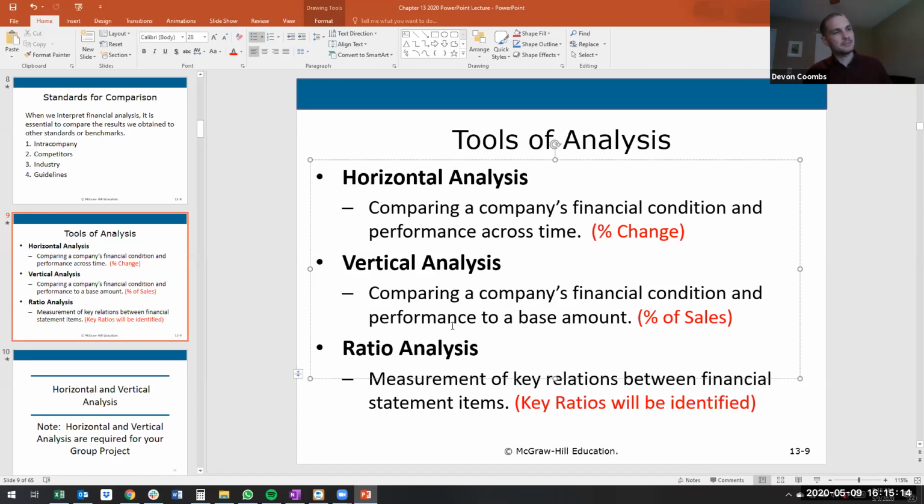Vertical analysis is comparing it as a percentage against a percent of base amount. So marketing departments generally do this. It's not a best practice for marketing, but marketing departments might say you are allowed to have no more than 10% of total sales in marketing budget. And so that's comparing a financial condition to a base amount.